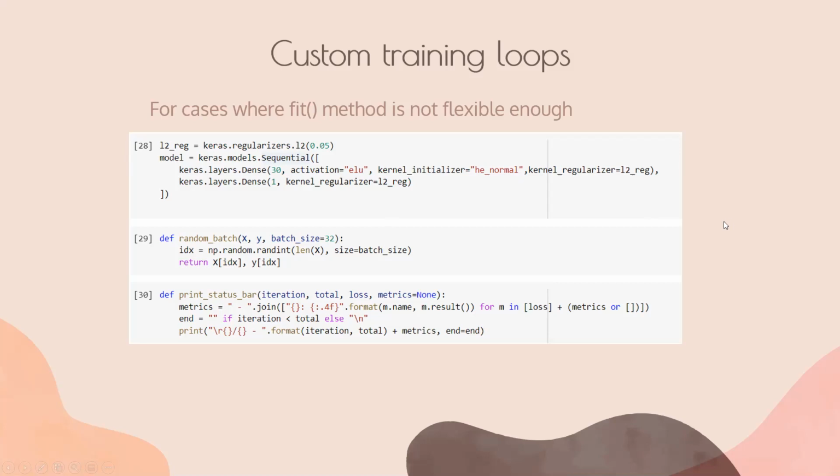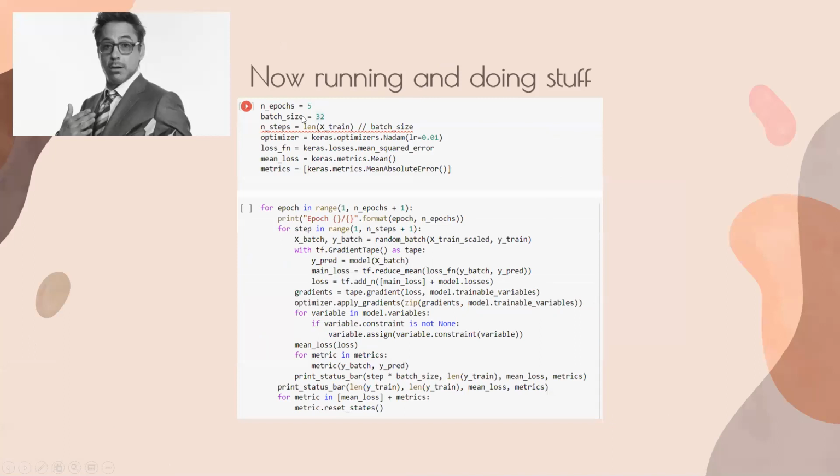So let's see what this is doing. So now when we run it, we have to define our hyperparameters and choose the optimizer, the loss function, and the metrics. So here we'll just do some simple things like mean squared error and mean loss here, and mean absolute error for metrics. So we're not dealing with custom stuff anymore. We're just dealing with stuff that Keras comes with.